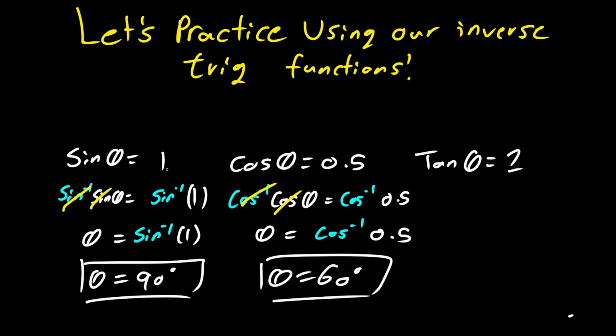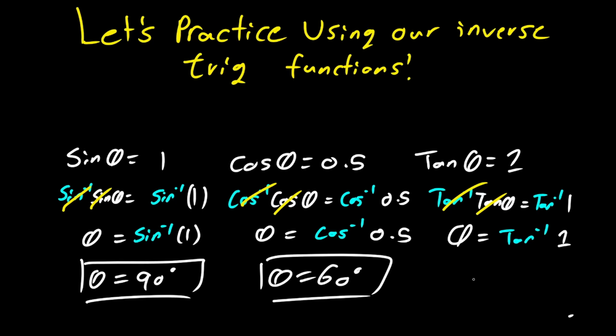Finally, let's do the same thing with the tangent. So apply the inverse tangent on both sides. These two cancel out, and we end up getting theta is equal to the inverse tangent of 1, and that is equal to 45 degrees.